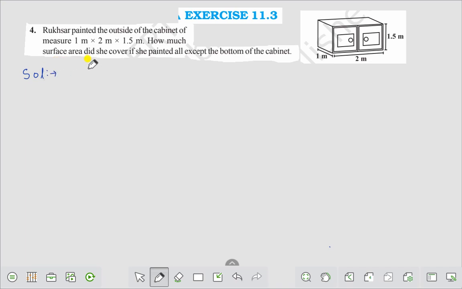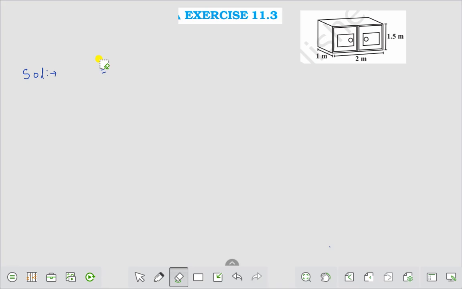Here it is given that the length of the cabinet is 1 meter, or you can say it as breadth. Length is 2 meter, right?